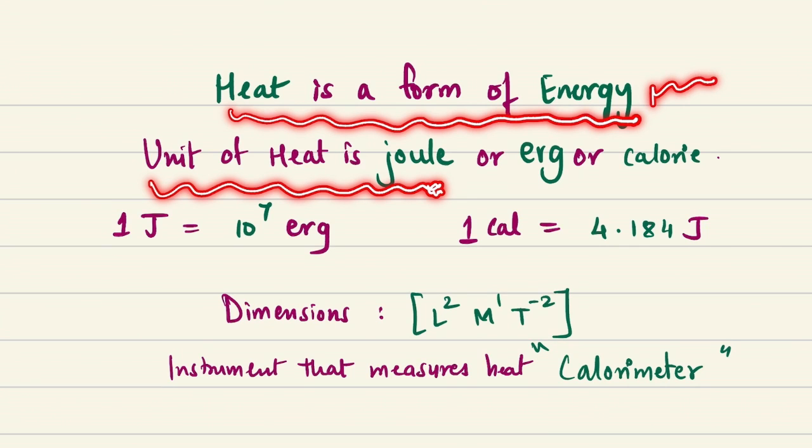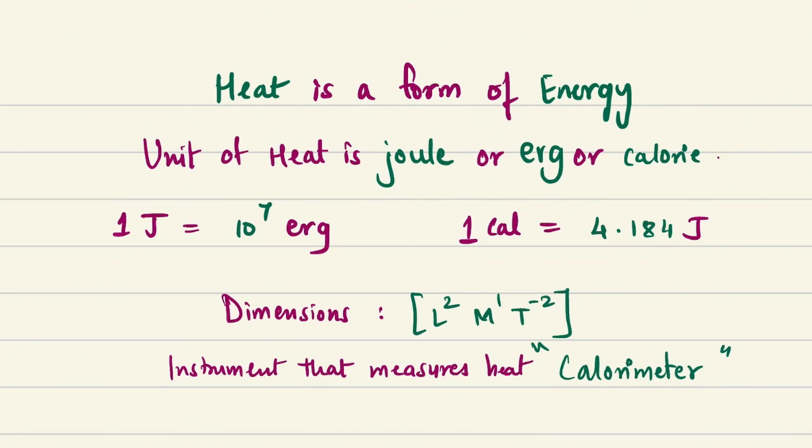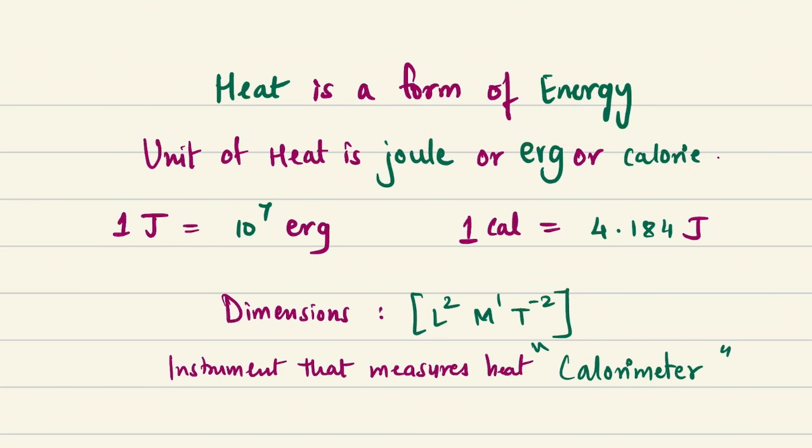The SI unit of energy is joule, so we will be using joule as the SI unit for heat as well. The CGS unit of energy is erg. However, joule is the SI unit of energy. Calorie is one more unit which we are going to use while we discuss the concept of heat. Following is the conversion factor between the SI system and the CGS system. So 1 joule is equal to 10 raised to 7 ergs, and 1 calorie is equal to 4.184 joules.